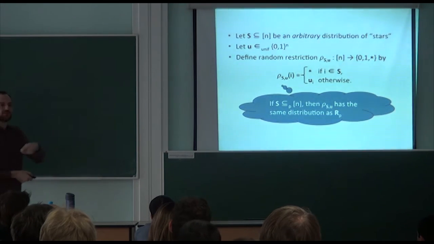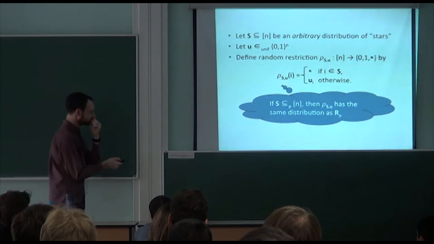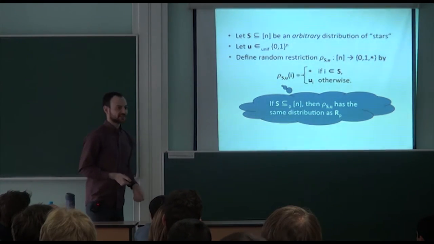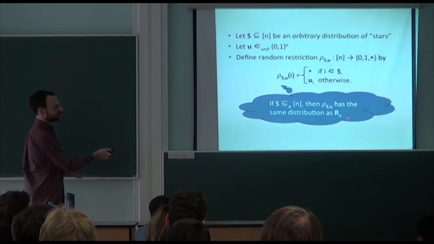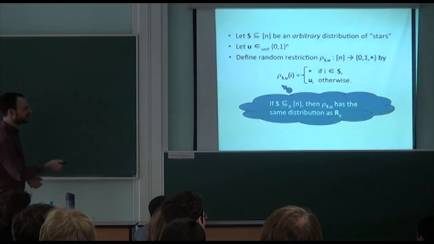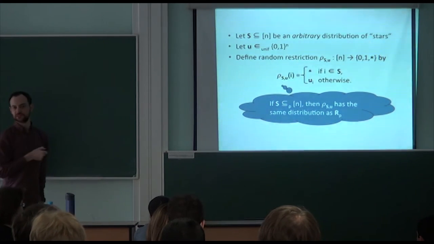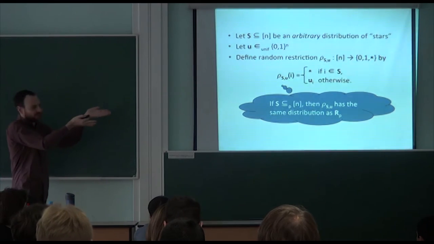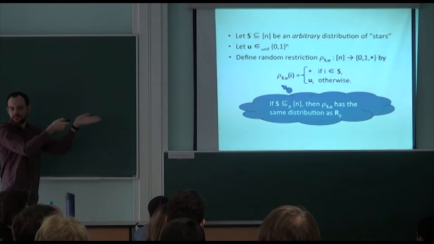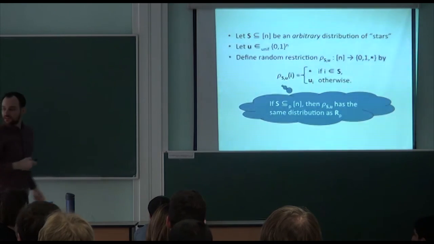It's unbiased with respect to zeros and ones once you condition on the stars. This is really a generalization of the R_p distribution that we have been considering so far. That would simply be the case where S is a p-biased subset of the variables. Then this would give exactly R_p.